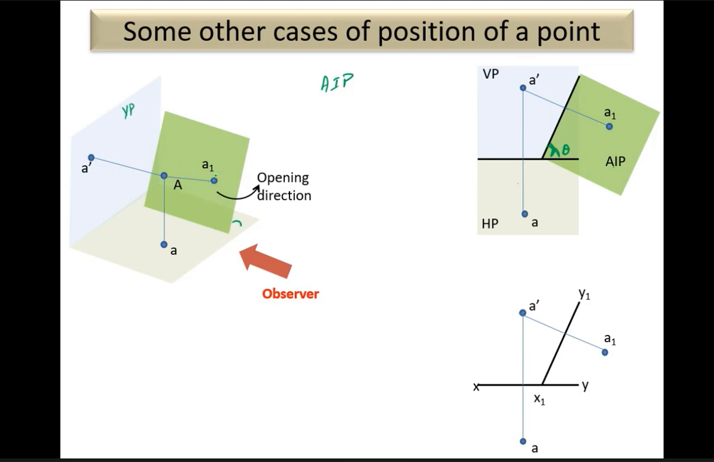Now we know the orthographic projection is always perpendicular to the plane we are talking about. So we have to find the projection in the auxiliary inclined plane. So for this type of projection.